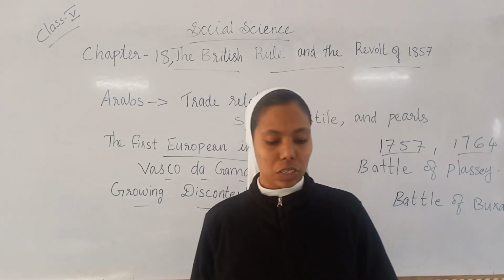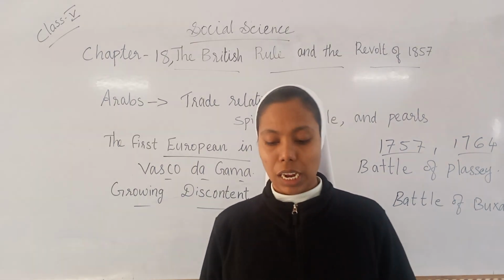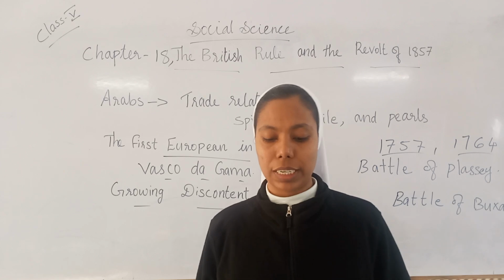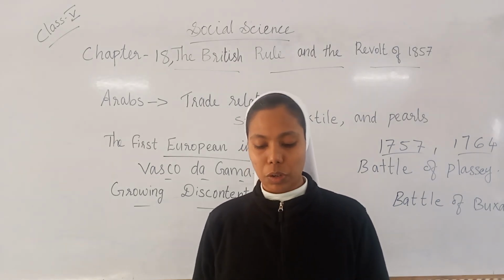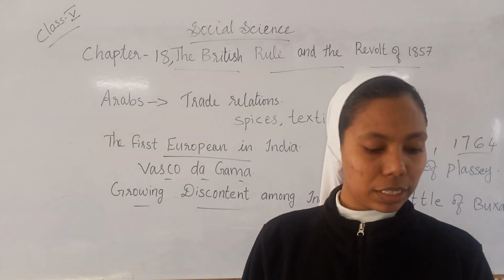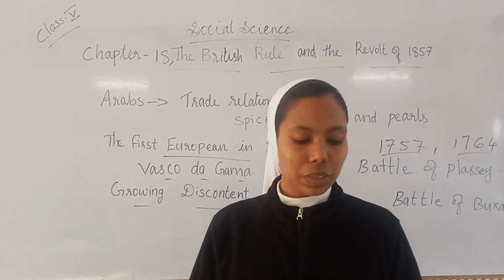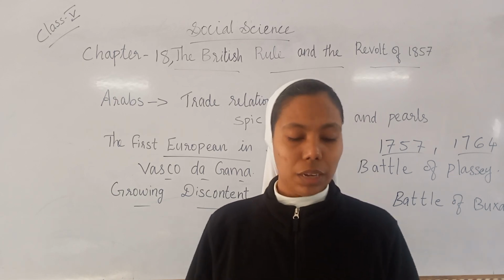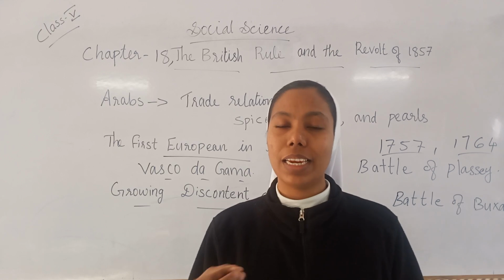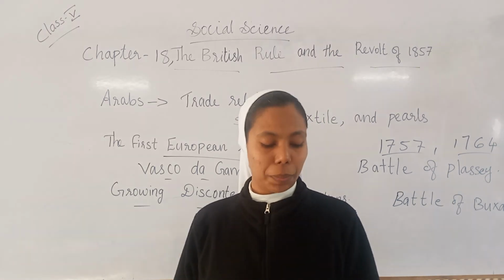The Indian handloom industry suffered the same fate as agriculture. It was completely destroyed due to the corrupt policies of the British, and the silk and cotton growers were forced to sell their products to the British at very low prices.